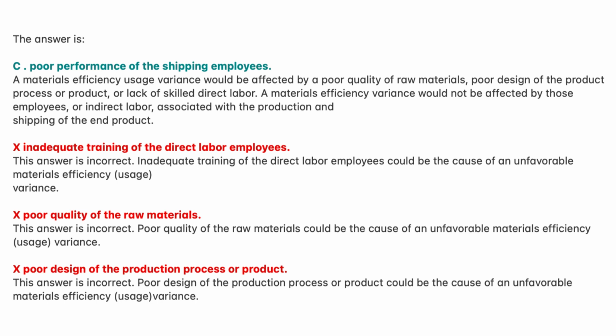A materials efficiency usage variance would be affected by a poor quality of raw materials, poor design of the product process or product, or lack of skilled direct labor. A materials efficiency variance would not be affected by those employees, or indirect labor, associated with the production and shipping of the end product.